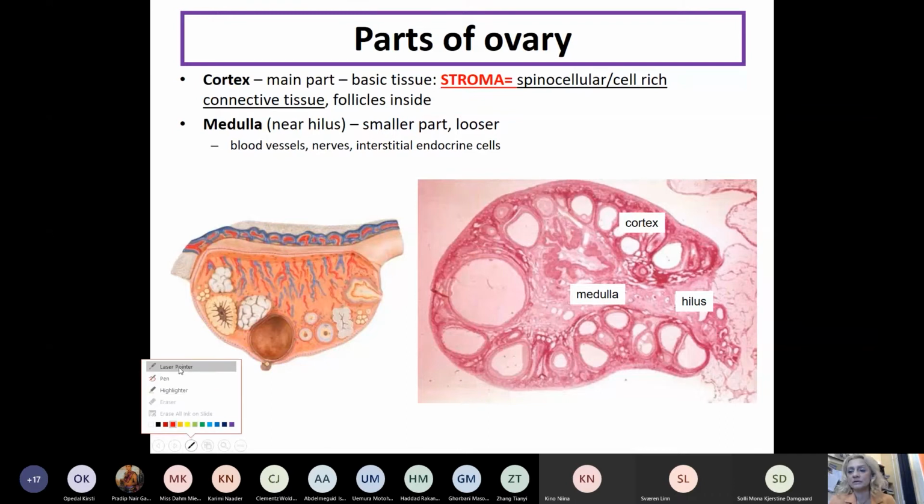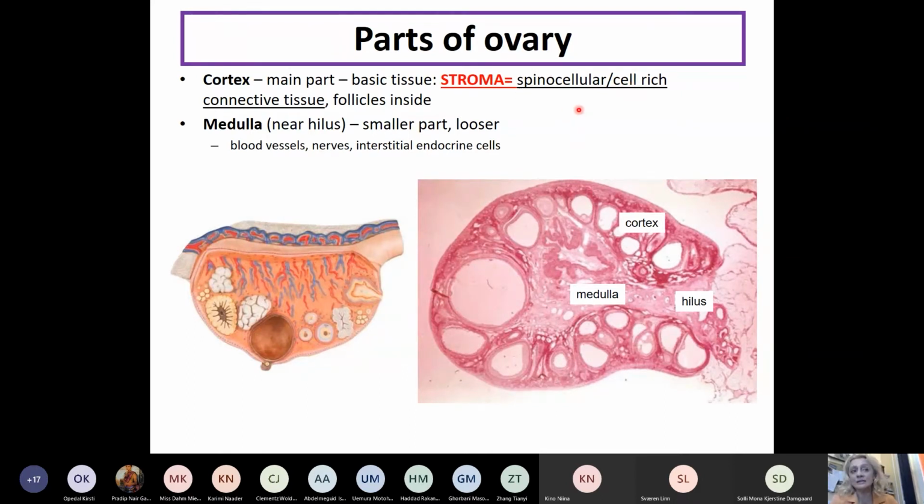I choose another pointer, different staged follicles. So that's where we have the follicular development. And the follicles are embedded in the so-called stroma, which is the framework tissue. It's the so-called spinocellular or cell-rich connective tissue.